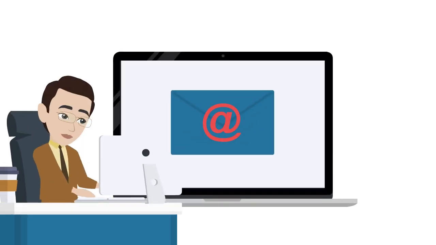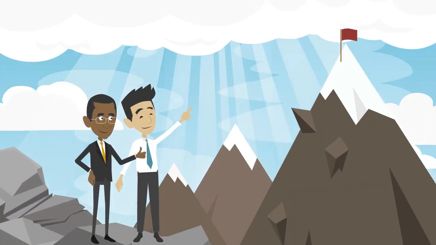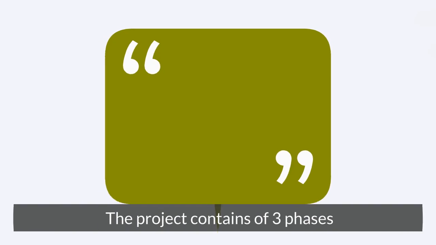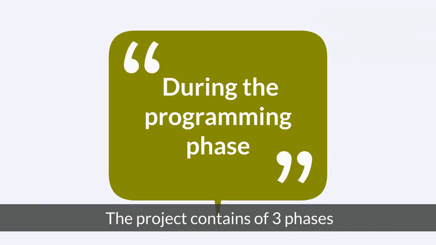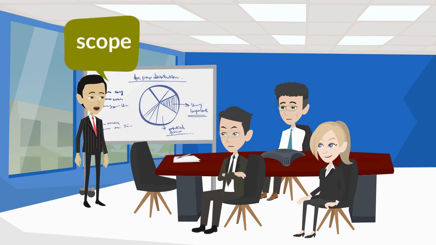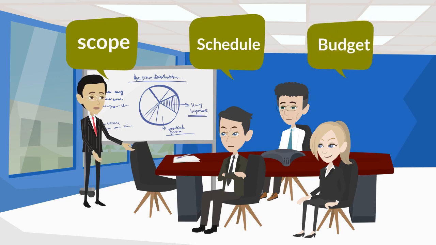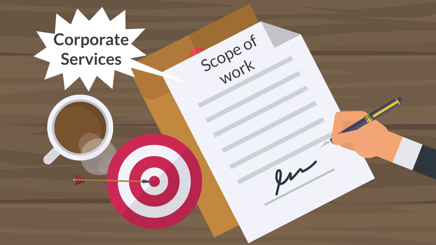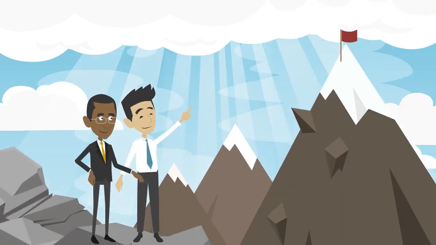Phase 1. Simply send an email to our CS site lead and outline your project goals. A few lines are enough to allow our management team to assign a corporate services project manager to your request. During the programming phase, the assigned corporate services project manager will revert to you in a few days to start a dialogue and agree on the scope, schedule, and budget needs. Based on that, CS will prepare an SOW, Scope of Work document. Our goal here is to set up the boundary conditions and get us aligned.